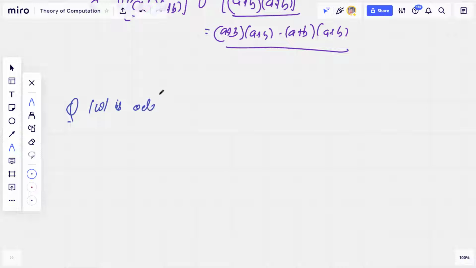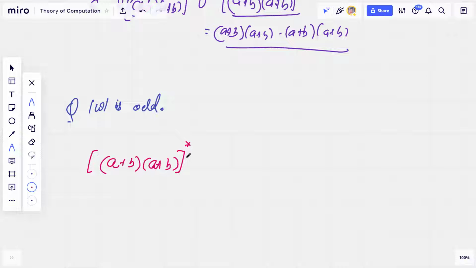What if the string length is odd? Cool. What you can do is generate all the even length strings, which is equal to (a+b)(a+b), that is a or b followed by a or b. So this forms a 2 length string, and I can repeat this any number of times. So this will represent the regular expression for the set of strings in which the string length is even.